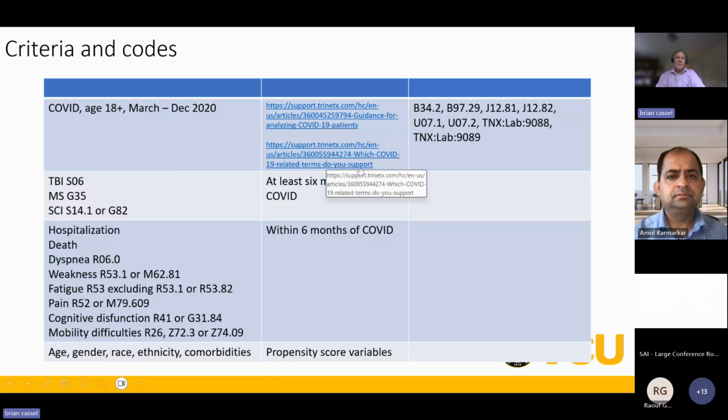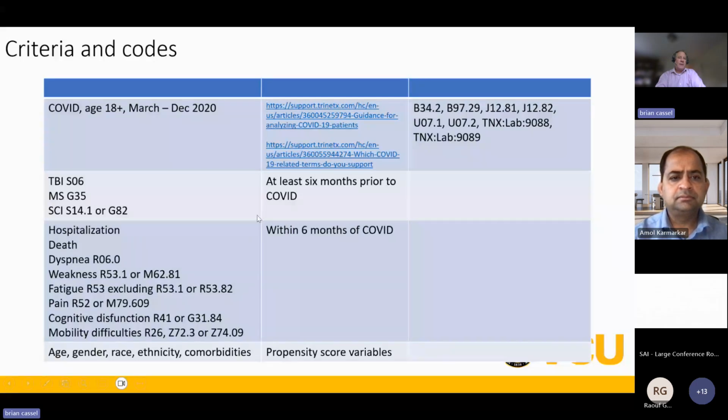TriNetX has a couple of pages in its help center that take you to guidance for lassoing COVID patients and what kinds of search terms to use. And from that, here's what terms to use, including an RNA lab and another lab that's specifically for COVID, and codes for multiple sclerosis, TBI, or SCI. And that was at least 6 months prior to COVID for the cohort that had those things.